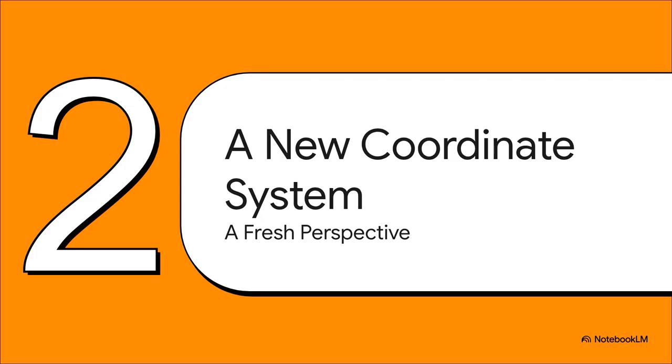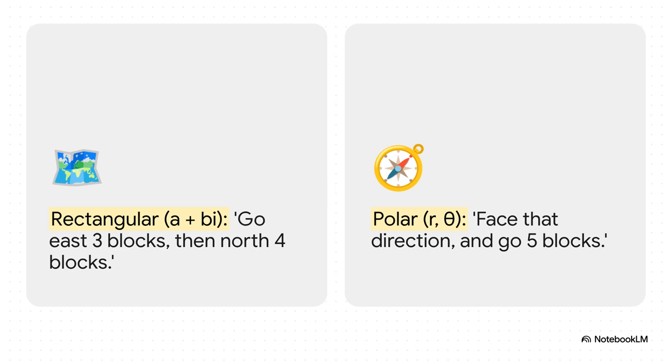So to solve this rotational puzzle, we're going to need a whole new perspective. We need a different way to think about where a point is on the plane. Think about it like you're giving someone directions. You could use rectangular coordinates, right? Go 3 blocks east, then go 4 blocks north. Or you could use polar coordinates, which is way more direct. Just face that direction and walk 5 blocks. See? Both get you to the exact same spot, but the second one is all about direction and distance.